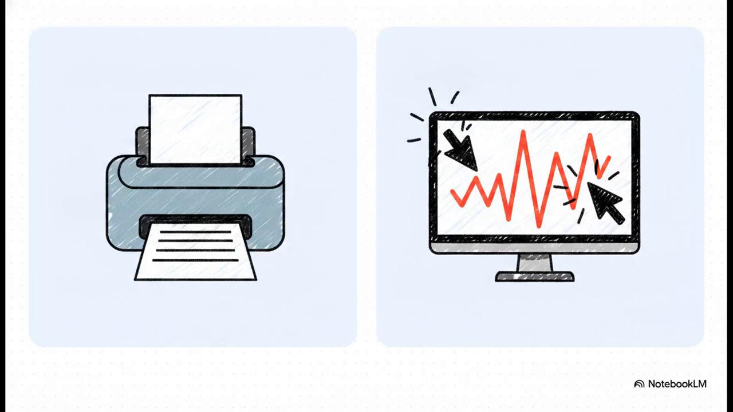And that brings us to a really critical difference, static versus dynamic data. Static data is a fixed record. Think of a PDF or a printed piece of paper. You can't change how it's viewed.